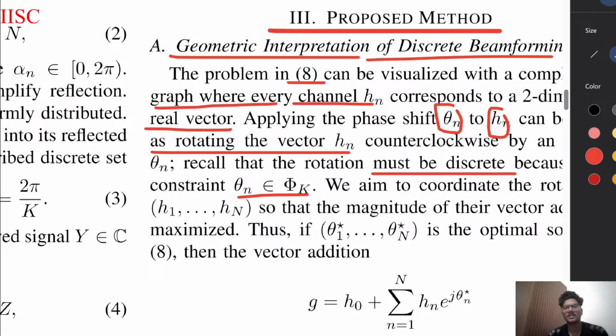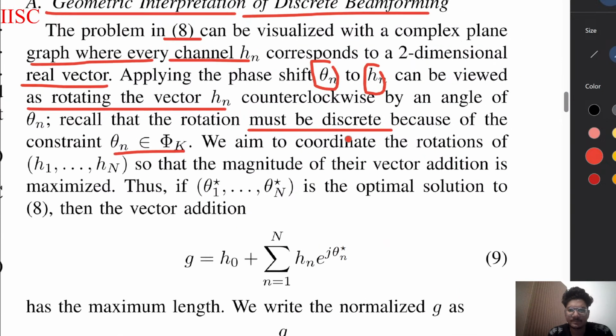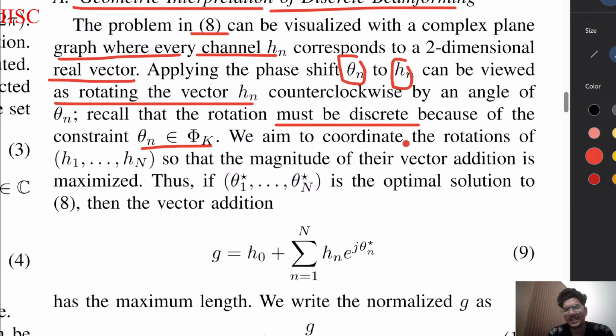a part of that group psi k, where all the thetas are. So our aim is to coordinate the rotation of h1, h2, up to h n, so that the magnitude of that vector addition is maximized.